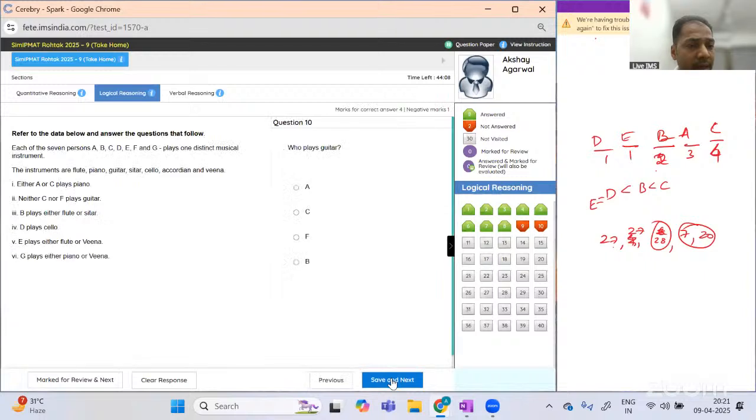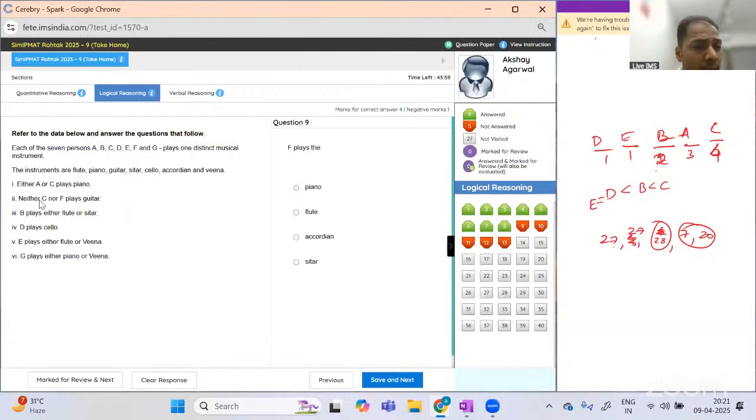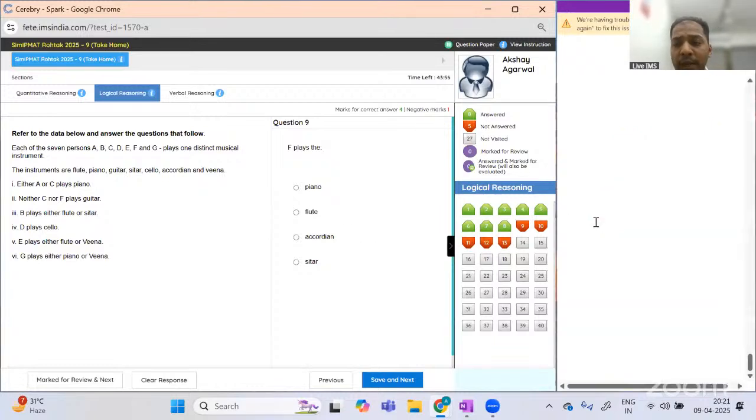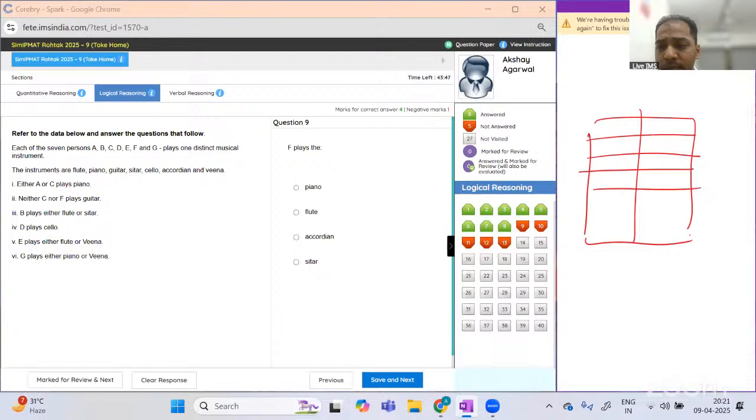Okay, again a set. Oh, big set. 4 questions in question number 9 to 11. There are 7 people playing one distinct instrument. So I need to do this matrix arrangement. And it's a very simple one. I just need to match the people and this thing. A, B, C, D, E, F, G.